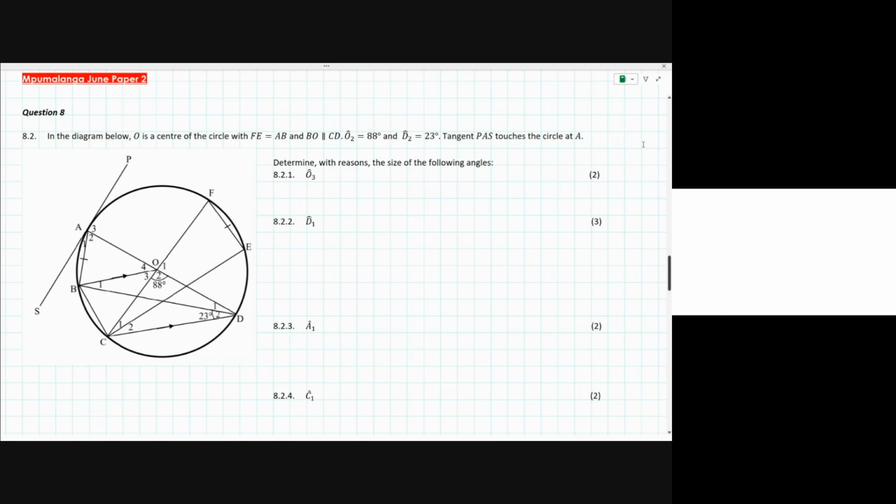All right, so it's a theorem proof question, and then we lead you in with a nice, easy, basic question. It says, in the diagram below, O is the center of the circle with FE equal to AB and BO parallel to CD. Angle O2 is equal to 88 and D2 equals 23. Tangent PAS touches the circle at A.